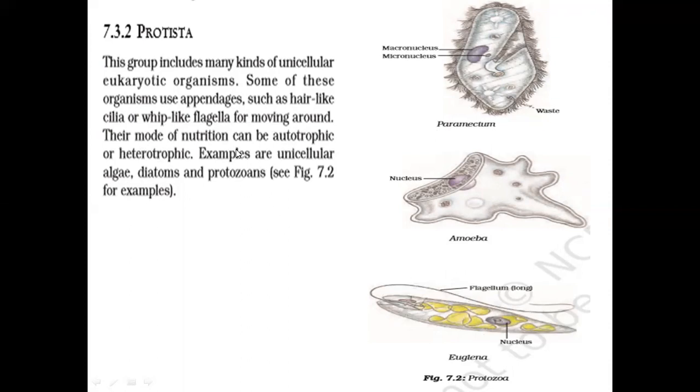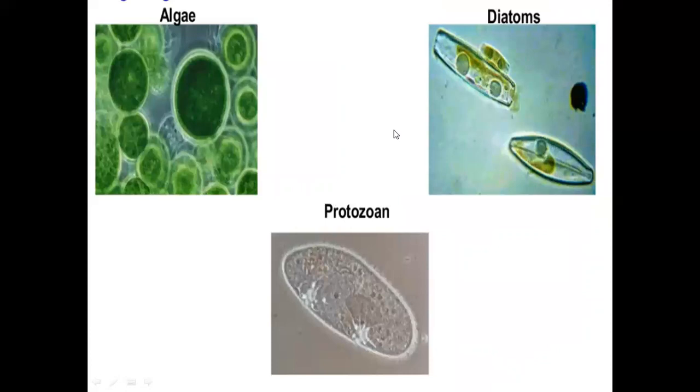Their mode of nutrition can be autotrophic or heterotrophic, same as the Monerans. The examples are algae, diatoms, and protozoans. Other examples are Paramecium, amoeba, and Euglena.